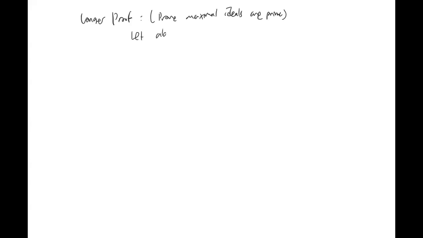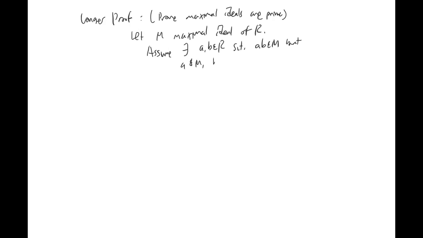So let M be a maximal ideal of R. Assume there exist A, B in R such that the product AB is in M, but A is not in M and B is not in M. Can anyone tell me what's the next step? What can you all tell me?